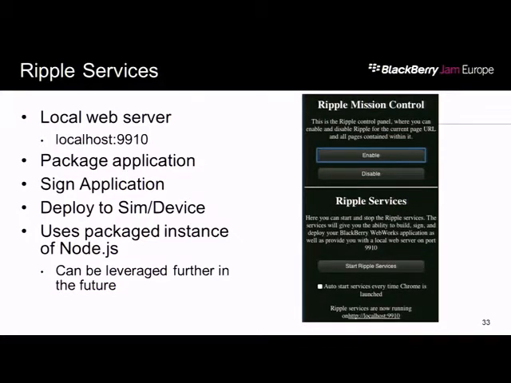But this is the actual UI that you'll see when you click on that icon. And just simply, if you just want to enable Ripple, just hit enable and keep going and start debugging. But if you want to use the local web server functionality that I was talking about, or package signing and deploy, you want to start Ripple services here as well. And you can also check this box and say auto start services every time Chrome starts, so you don't have to worry about it again. But once you start that up, then you can deploy to a simulator device, sign your application, that sort of thing from Ripple.